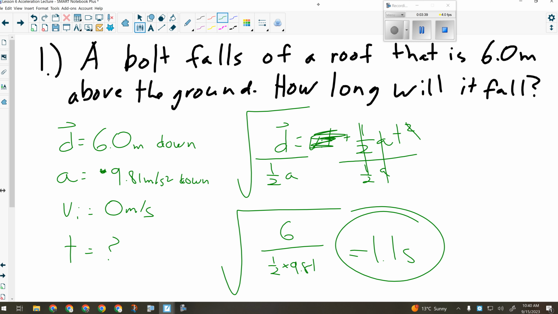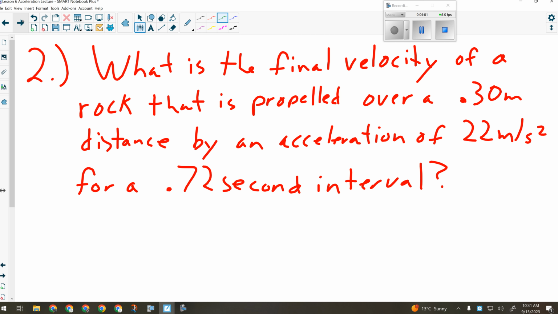Okay, are those kinds of questions tricky? Not once you get all the givens, no, but there were some contextual tricks to that question. Figuring out VI was 0, knowing the acceleration was 9.81, all of that stuff is important for solving that question. Okay, let's see if you guys can do the next one.